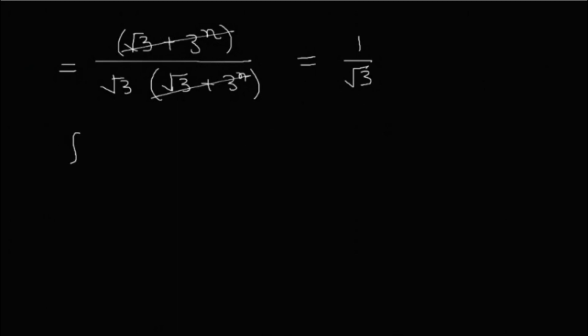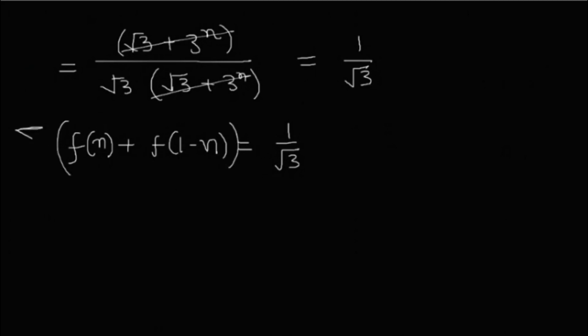So what you get is, for any value of n, f of n plus f of 1 minus n is always 1 by root 3. Now the problem is pretty simple. Just sum these values for n equals 0 to 5, or maybe 1 to 6. Now what I can do is take a summation and range it from 1 to 6. I also have this summation from n equals 1 to 6. So this is pretty straightforward. You will get 6 times 1 by root 3.